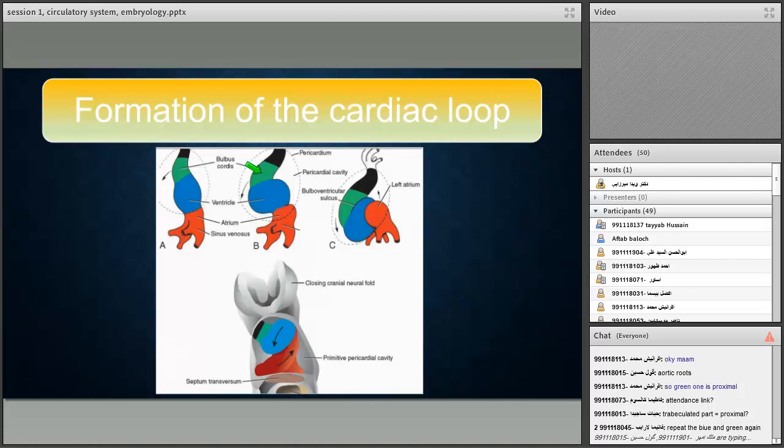The blue part is the primitive ventricle. The primitive ventricle is forming the trabeculated part of the left ventricle. And the green part is the proximal third of bulbus cordis, which is forming the trabeculated part of the right ventricle. Any question?